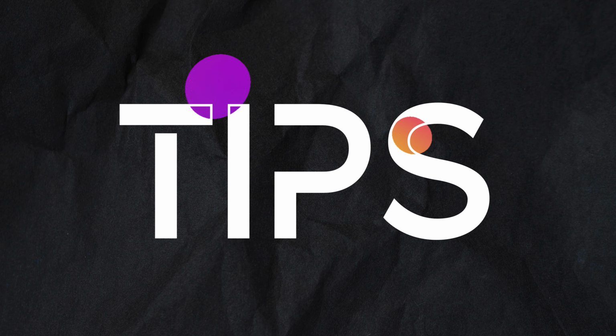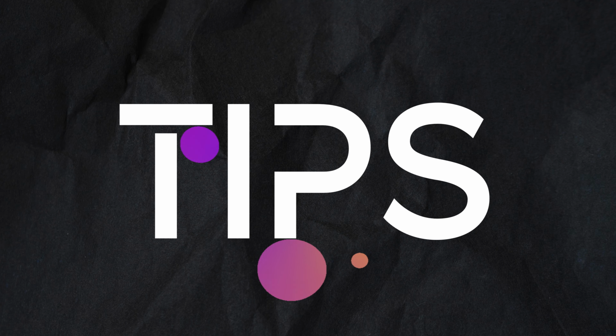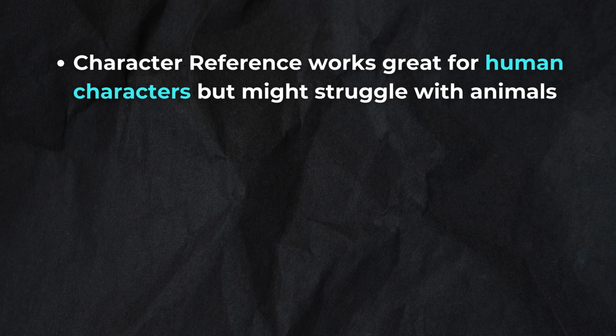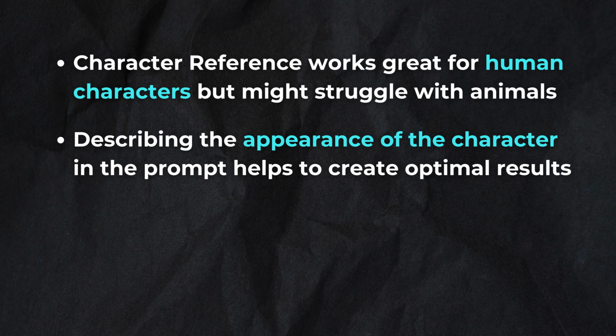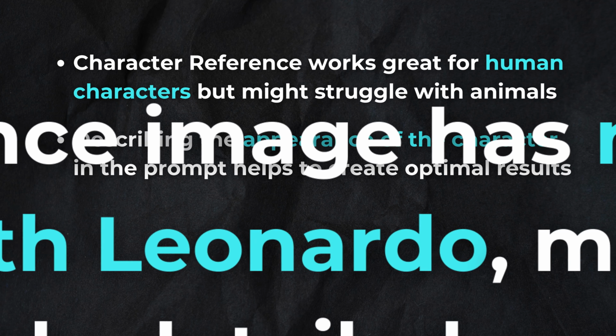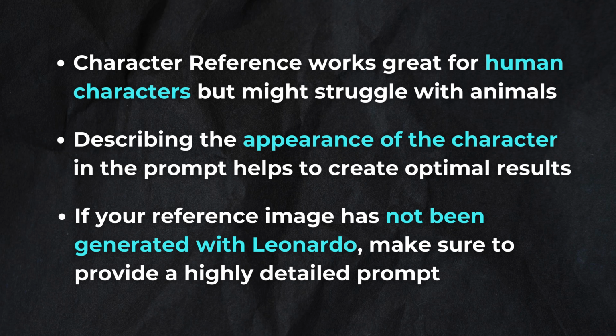Now, let's go over some tips to help you achieve the best results. Character reference works great for human characters, but might struggle with animals. Describing the appearance of the character in the prompt helps to create optimal results. If your reference image has not been generated with Leonardo, make sure to provide a highly detailed prompt.